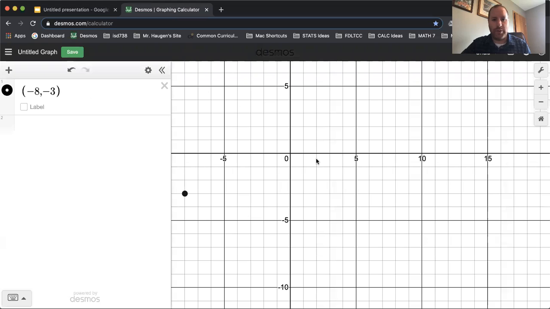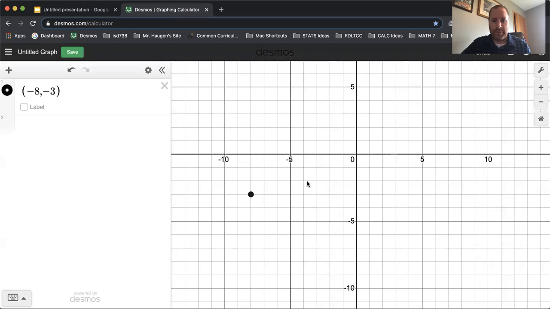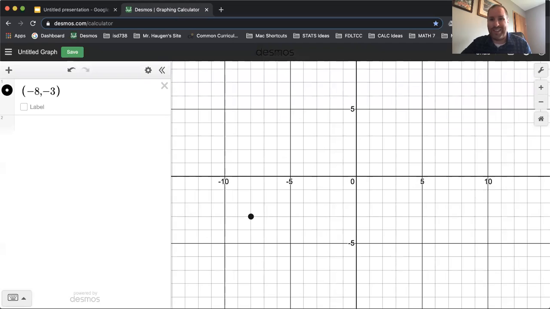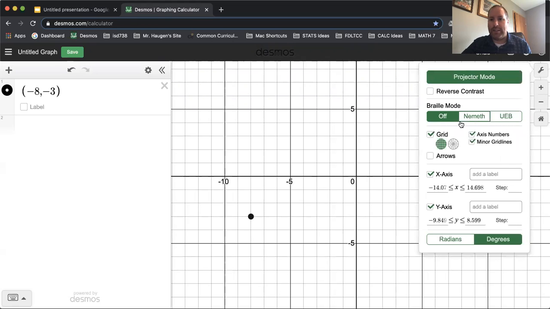But here is the point (-8, -3). So we can put that in Desmos. That part makes sense to us. But Desmos also has a thing. There's an option tab up here, and notice we can change the grid from Cartesian form, or rectangular form, where we've got all these rectangles, to polar form.